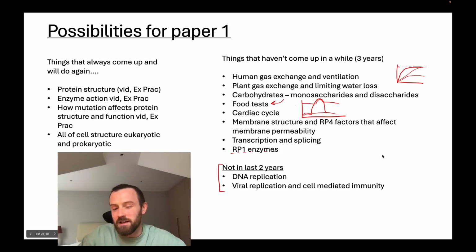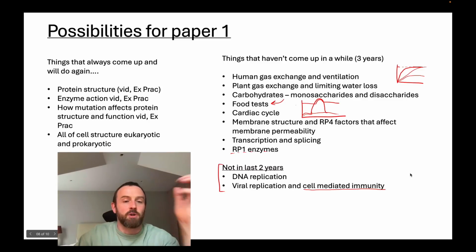But I have got a feeling that they might come up again. So DNA replication, maybe the Meselson and Stahl experiment, and then just viral replication. And this is actually T cell or cell mediated immunity. So that's cytotoxic T cells. That hasn't come up in a little while. Antibodies actually has, but cell mediated immunity hasn't come up for a little while.